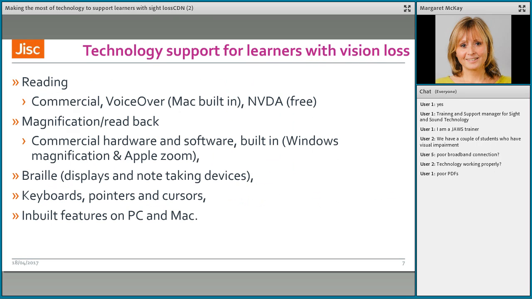And if we just think very quickly, as I say, we're not going to go into too much depth about the sort of technology, just as a frame of reference that people might use, maybe people with vision loss might use.